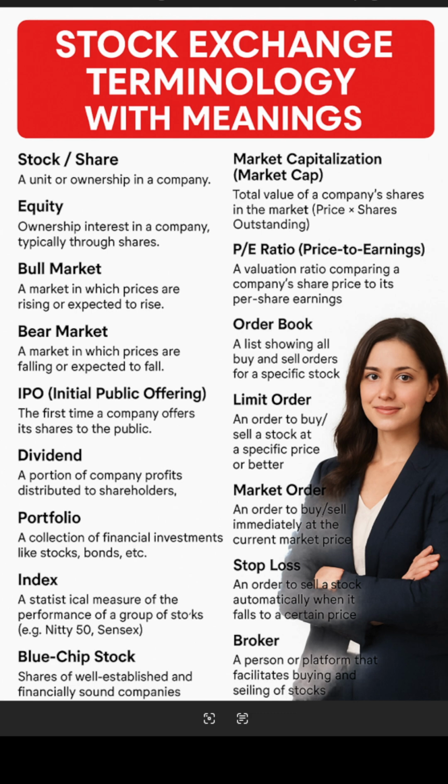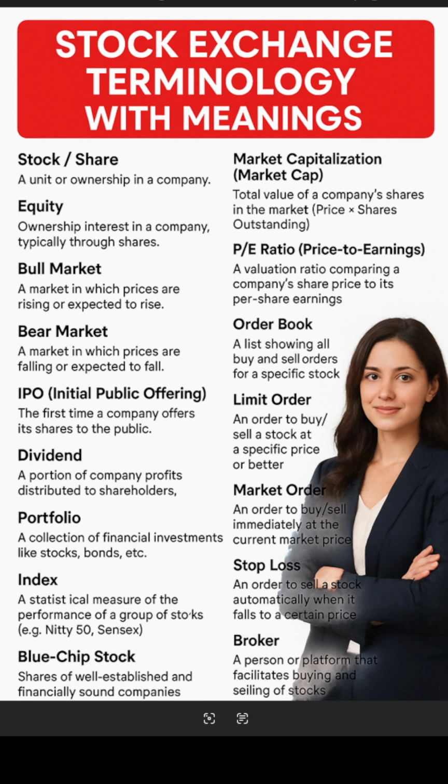Then the next one is bull market: a market in which the prices are rising or expected to rise. Whenever there is a bull market, the prices of the shares will increase. A bear market means a market in which the prices are falling or expected to fall. If it is a bear market, then the prices will fall down.